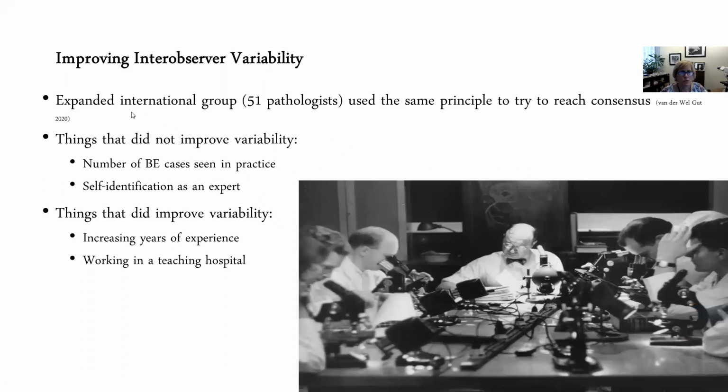They also went on to form an international group where they're still working on using the same principle to reach consensus, to try to get an international group that will be able to serve as an expert referral center. Interestingly, in the study that they've done on this, they looked at things that improved interobserver variability within the group and things that did not. It's maybe kind of self-evident, but self-identification as an expert does not necessarily mean that you are good at reaching consensus with the group.